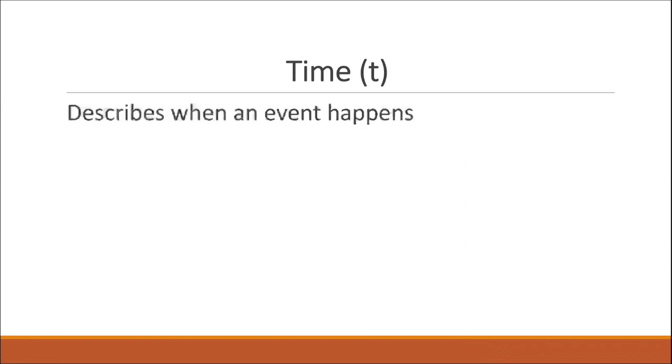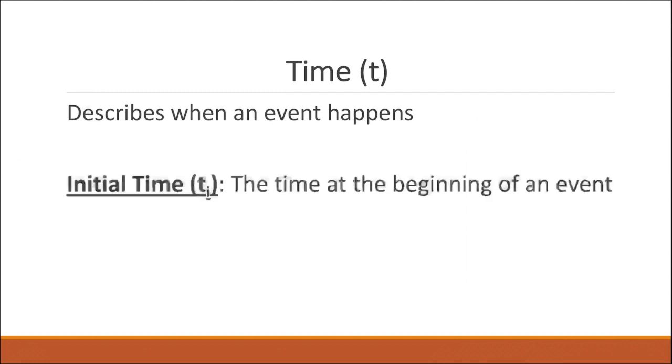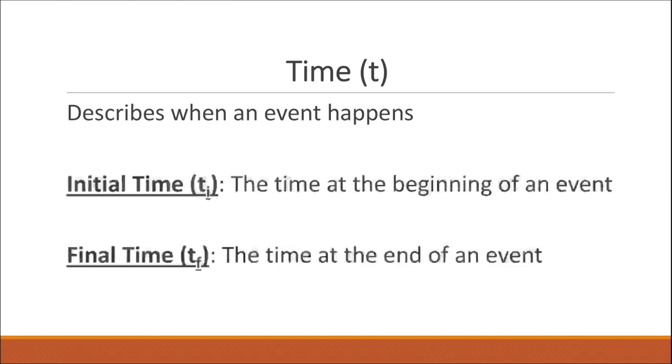The first value we will look at is time, designated by the symbol t. Time simply describes when an event happens. In physics, we have two significant times that stand out from the rest. The first is the initial time, t sub i. This describes the time at the beginning of an event, or when does an event start. Our second time is the final time, t sub f. This is the time at the end of an event, or when does an event end. When you mention the time, you do not need a direction, so time as a measurement is a scalar.